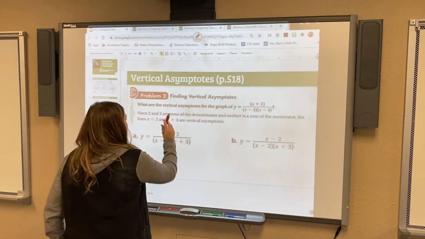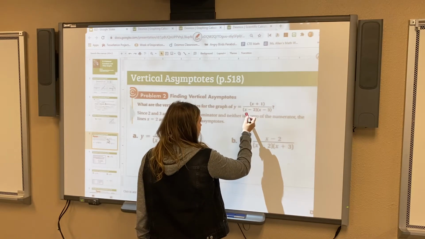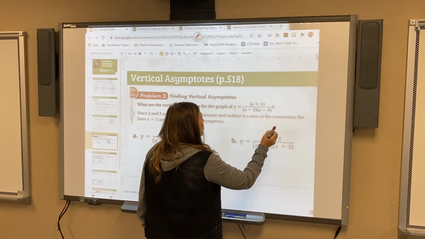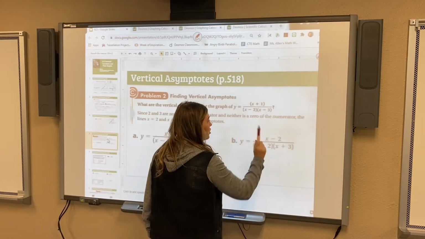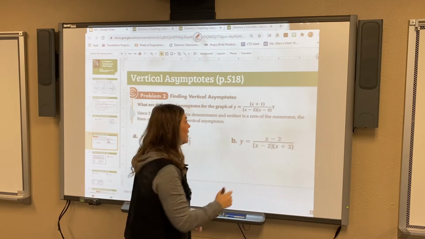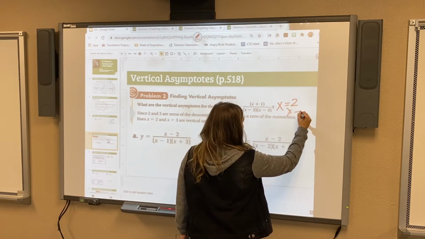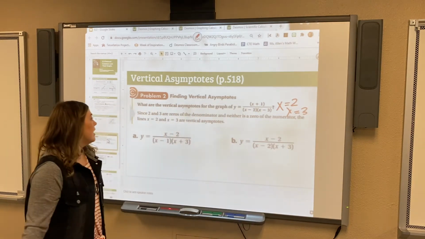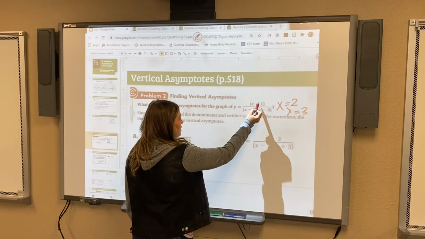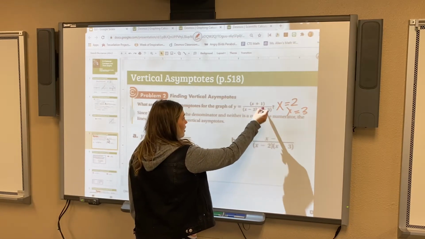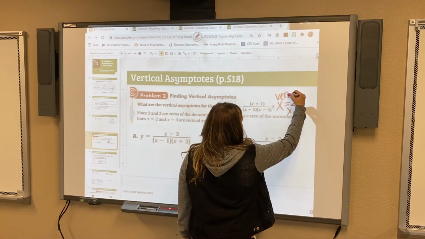So what are the vertical asymptotes of the graph here? So we have x plus 1 divided by x minus 2 and x minus 3. We have x minus 2 and x minus 3, so x cannot equal 2 and x cannot equal 3. Okay? So if we look, we cannot cancel x plus 1, x minus 2, x minus 3. None of those are alike. We can't cancel anything. So that means that these are your vertical asymptotes.